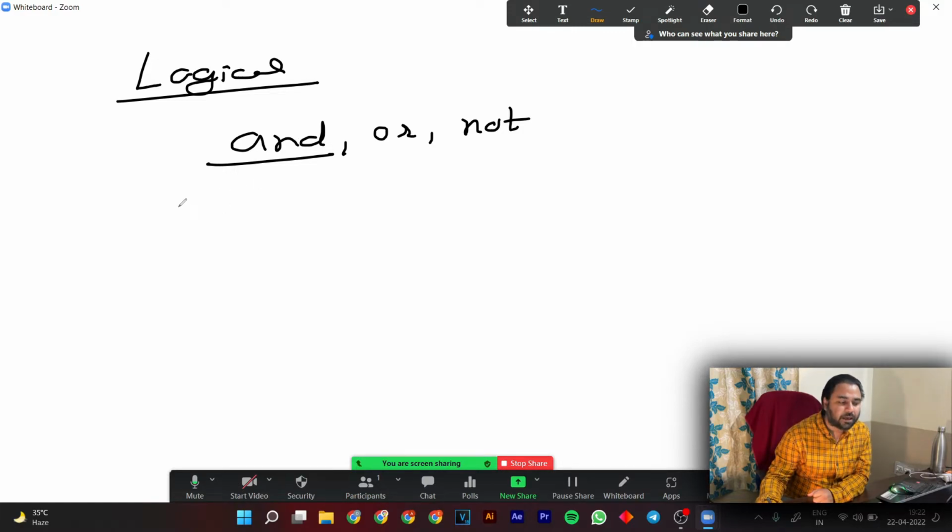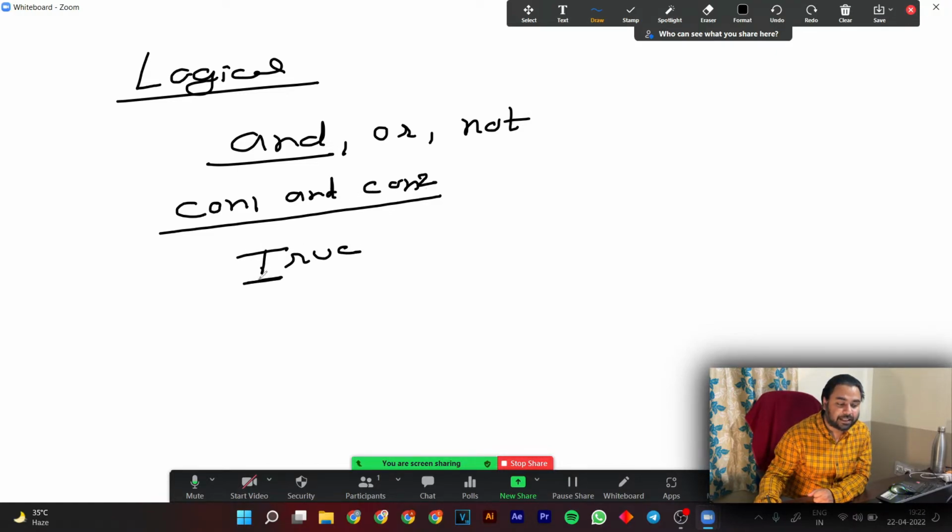If I have condition 1 and condition 2, if both the conditions are true, and will give you the true value. Let's see this. This True, T is capital, as I discussed in the initial part of this video, that in Python some keywords start with an uppercase letter. In the same manner, True starts with a capital T. And in the same manner, or is also there.